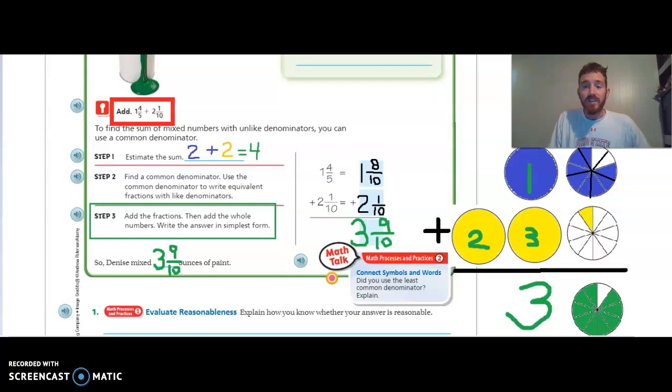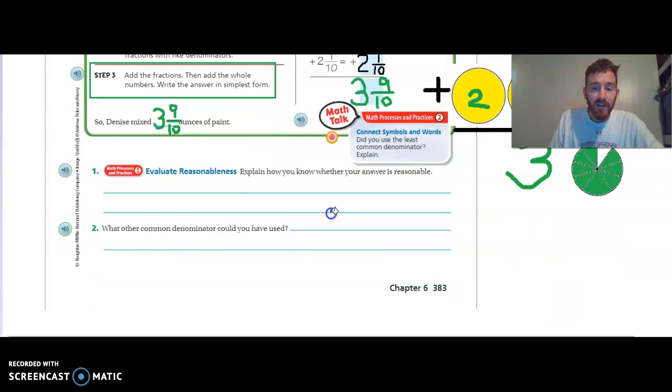Again, mixed numbers is just the same as regular adding fractions. We need to have a common denominator to be able to add, and then we just have to remember those whole parts, right? So we've got 3 whole parts and then 9 tenths left over. And in this case, that would be in simplest form. We can't make those fraction numbers any smaller. So this would be our answer, 3 and 9 tenths.